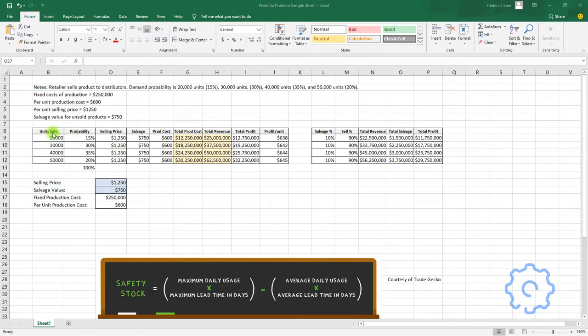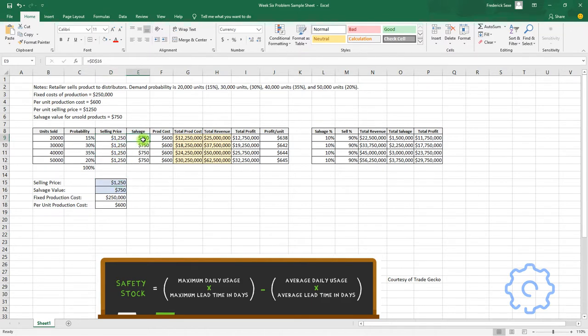In the first column, B, I have the units sold, and in column C, I have the probability. For the selling price, I linked each of these cells individually to this cell here. If you don't know how to do that, you link it to a cell and put dollar signs before each part of the cell's row and column. That tells Excel not to change these if you copy and paste them. So they're all D15, so they're all going to be this.